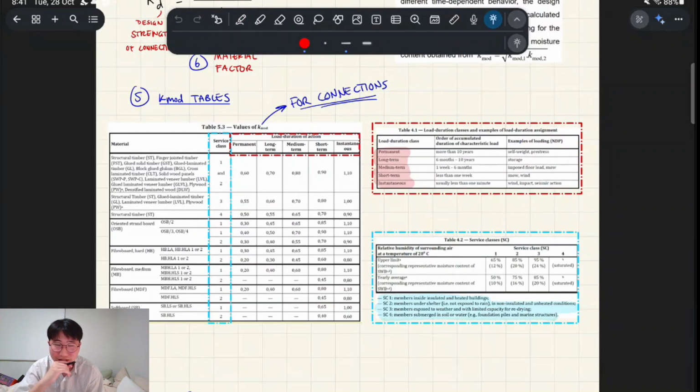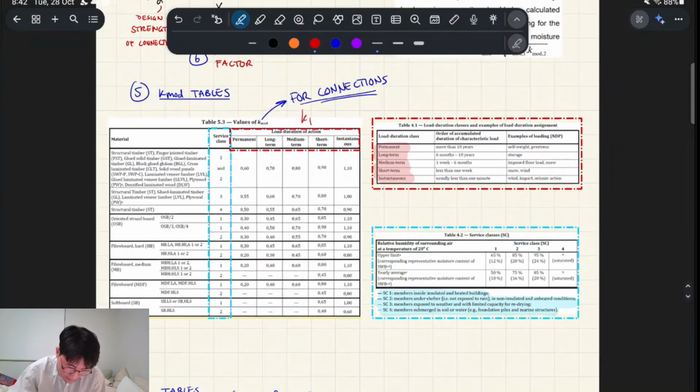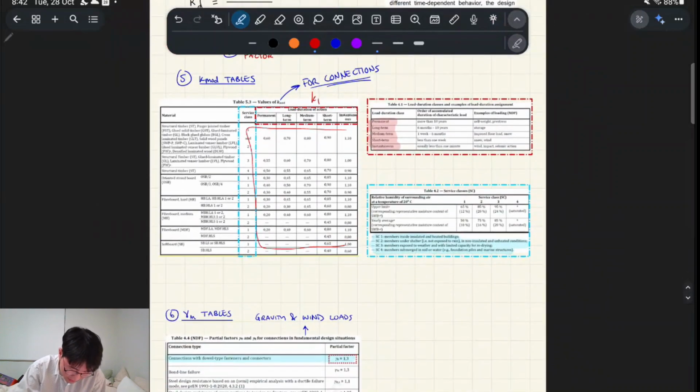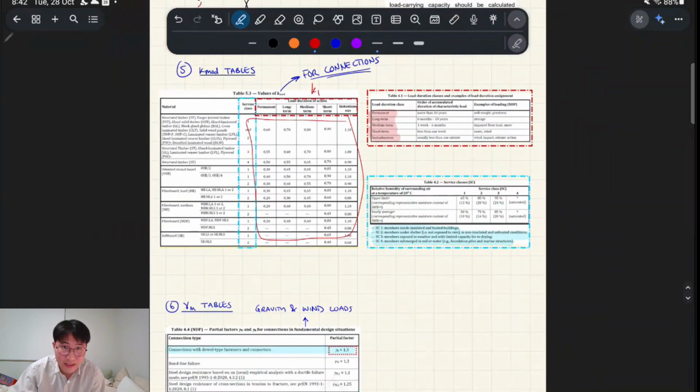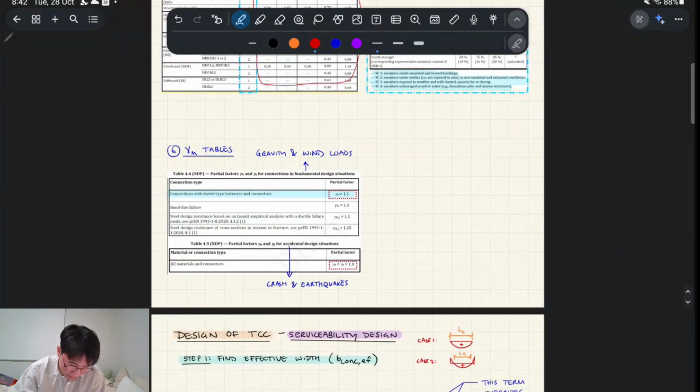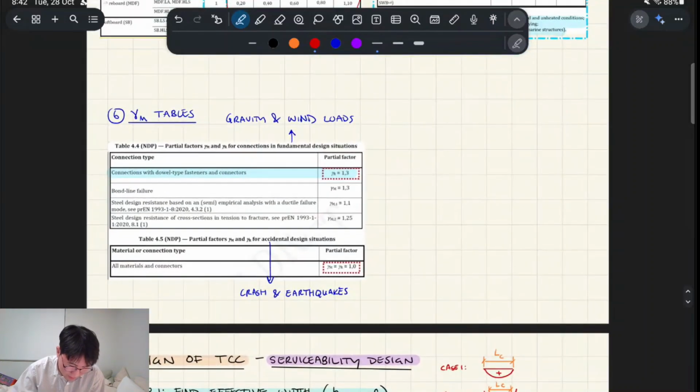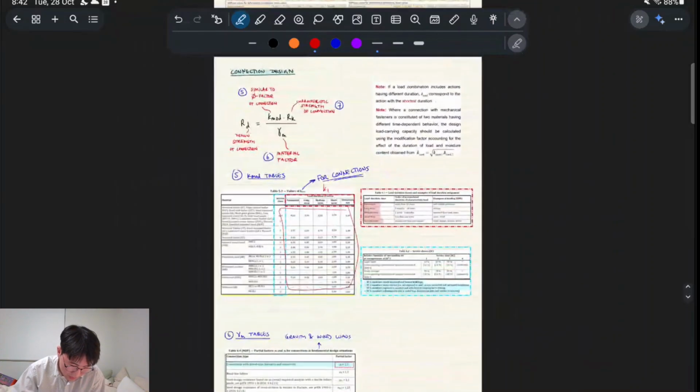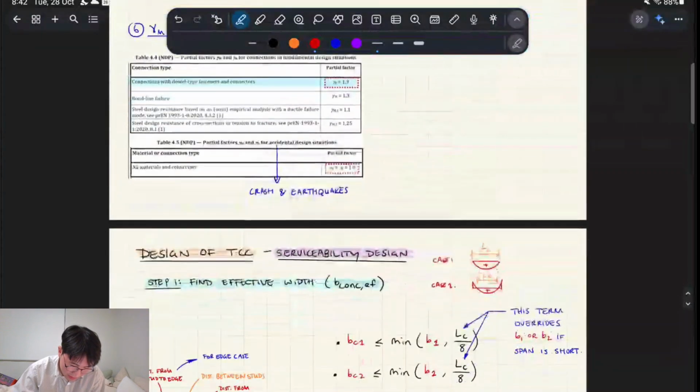Keep in mind, just like how K1 behaves differently in the Australian standards for connections and for members, the factors also behave differently for this table. There are different values for it, that's what I'm trying to say. So this is the K-mod table for connections, which is different. And gamma M, your material factor, is different as well for connections.